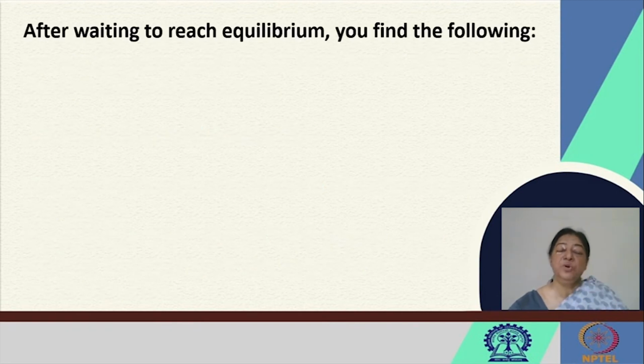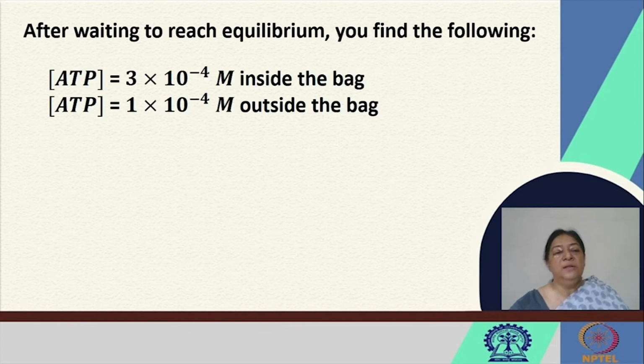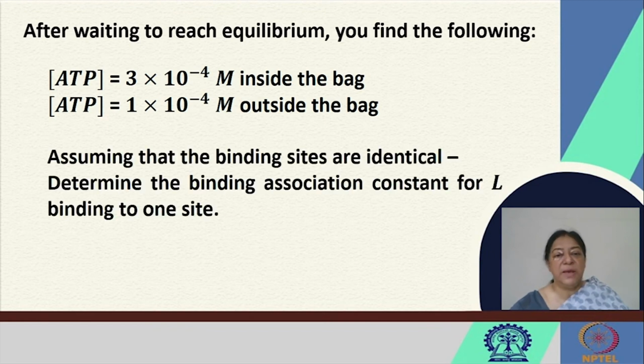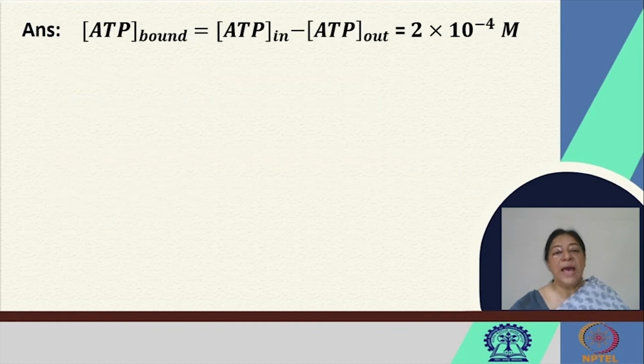This is extremely important because we are finding out the association constants on the assumption that the reaction has reached equilibrium. So we find out the concentration of ATP inside the bag and a concentration outside the bag. Assuming that the binding sites are identical, we can find out the association constant for the ligand binding to a single site. So we look at the ATP bound, that is ATP in minus ATP out, given by the ATP concentrations that can be determined.